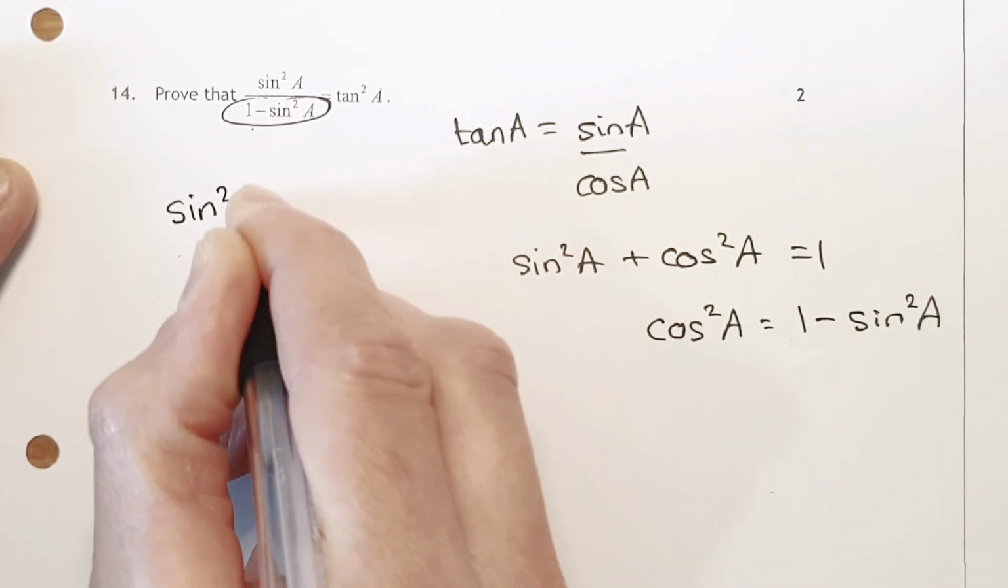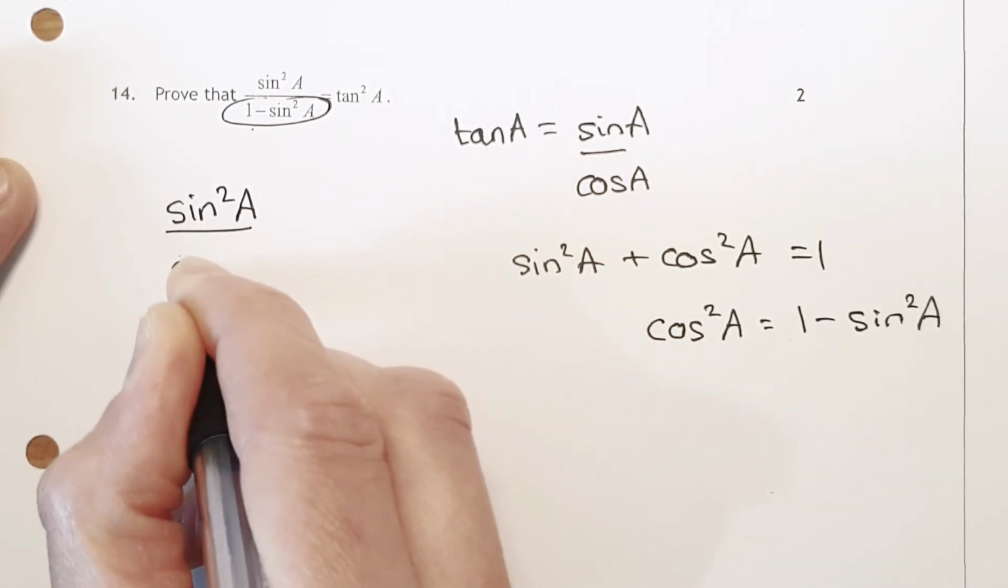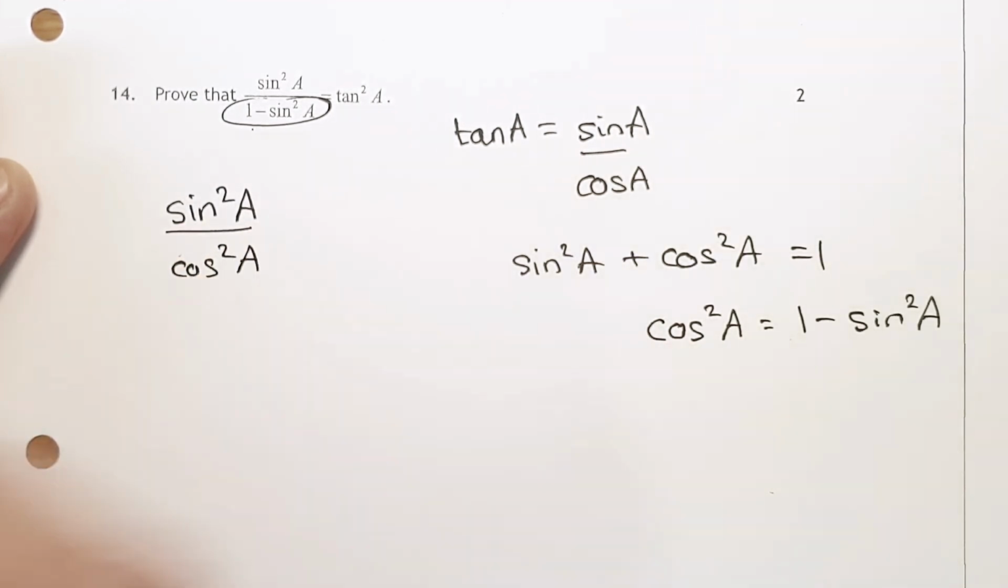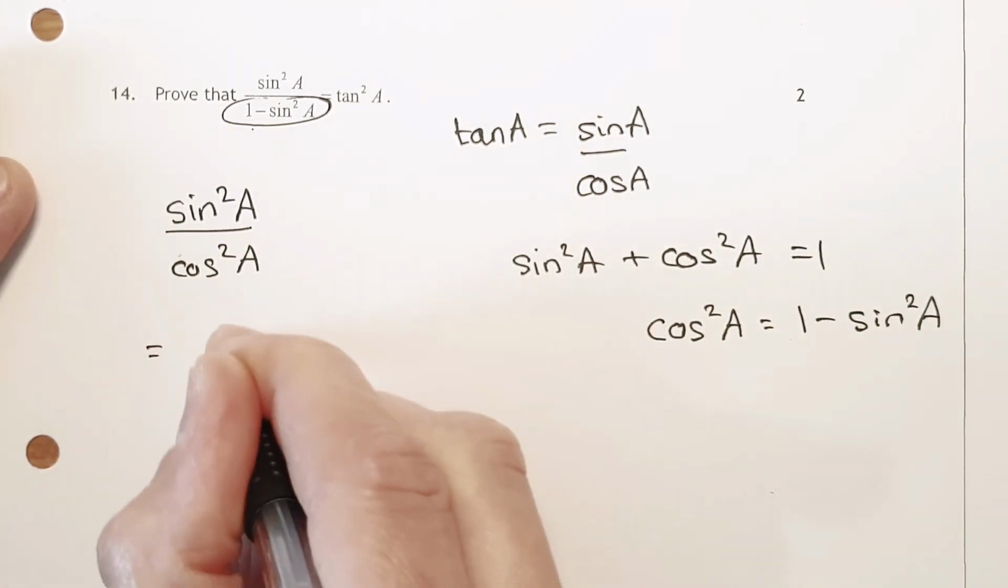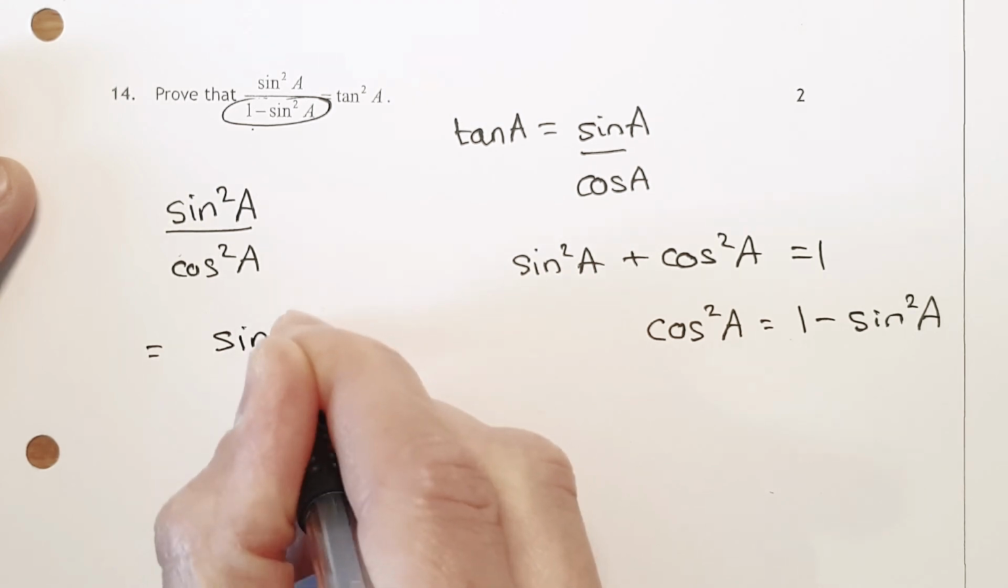So it's sine squared A over cos squared A. Now if you've got a fraction where the numerator and the denominator are squared, we can write it as sine A over cos A, all squared.